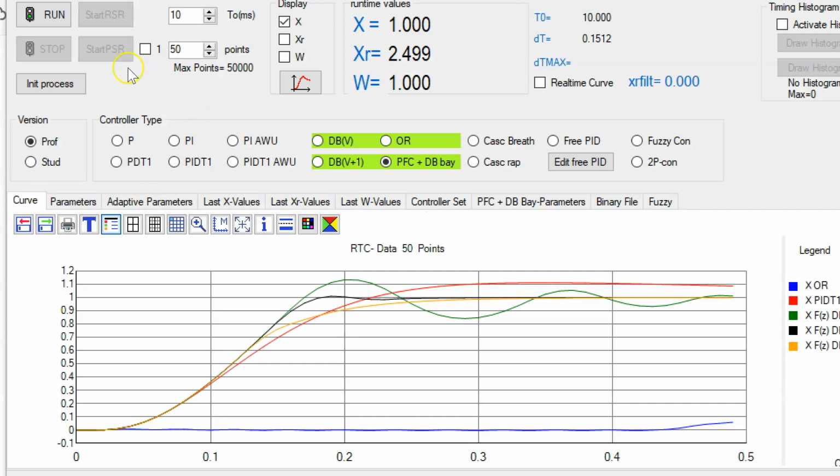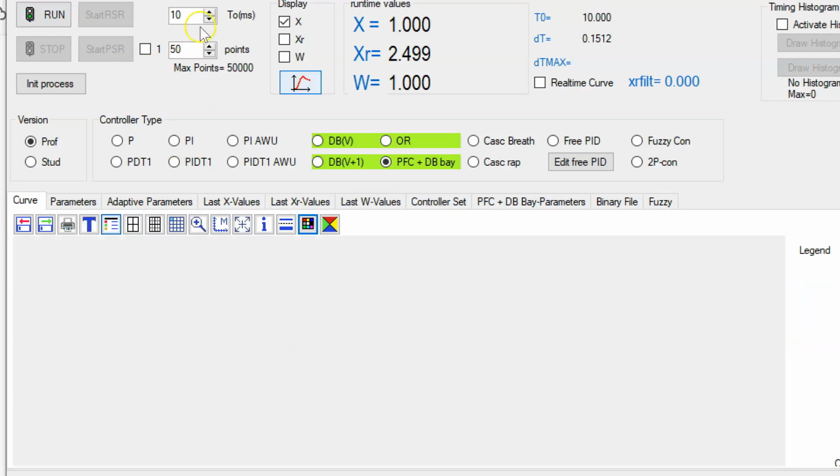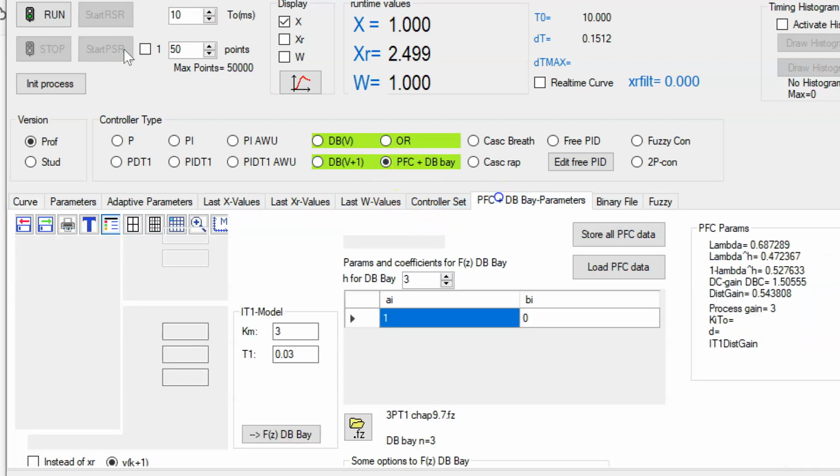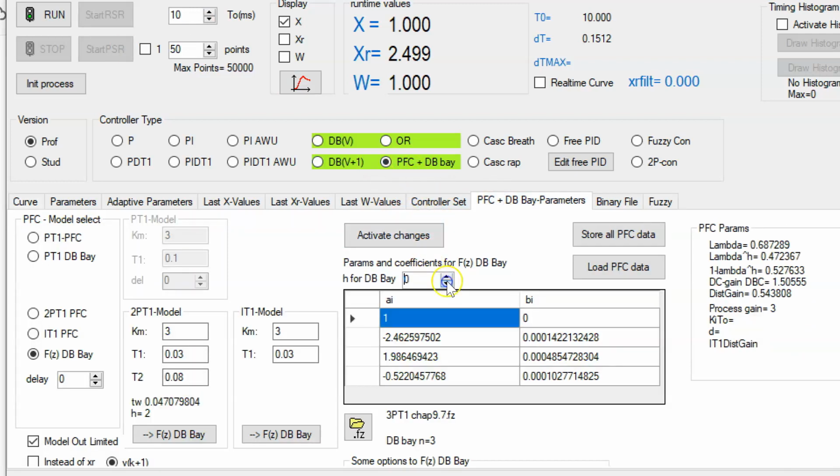Let me repeat this with a quick demonstration. I delete all curves. I go to the parameter box and show the situation. H equals 0 is not so good. That is also a small bug. Zero should not be possible in this field. If H is 1, we have the original situation in a process, and we see now the oscillation.